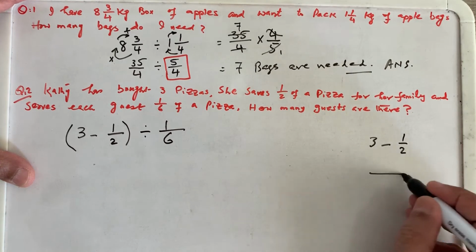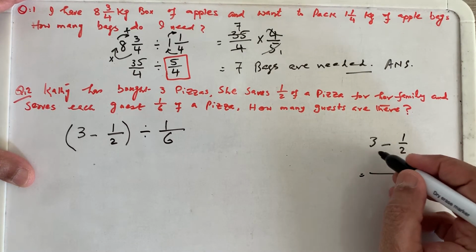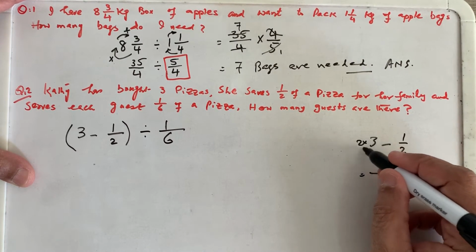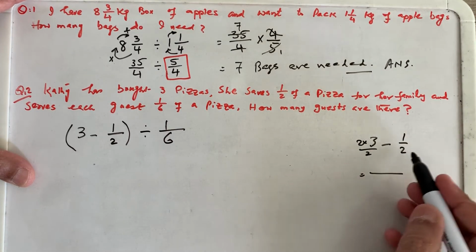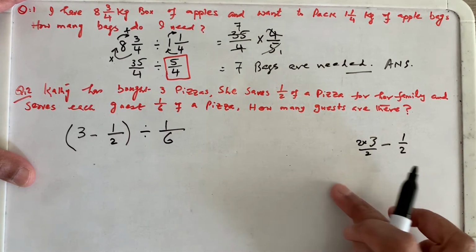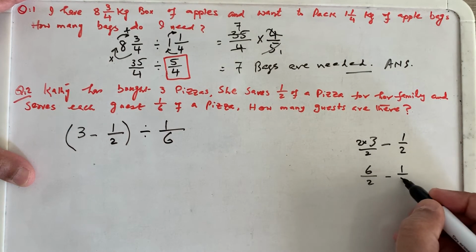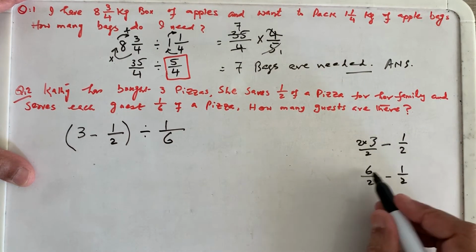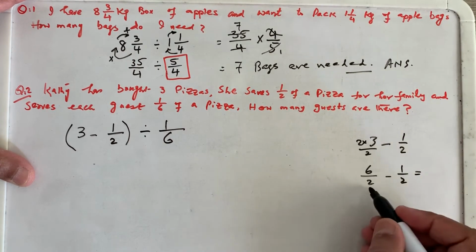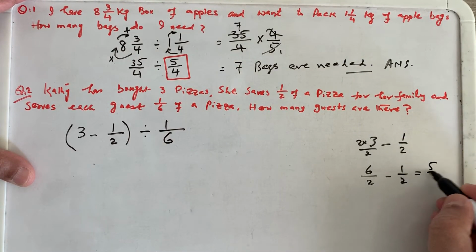To subtract, we have to make a common denominator. So make it 2 here, right? Now they have a common denominator. So we have 2 times 3 is 6. 6 divided by 2 minus 1 divided by 2, right? Now I can subtract the numerators because now I have a common denominator. So I have 5 over 2.